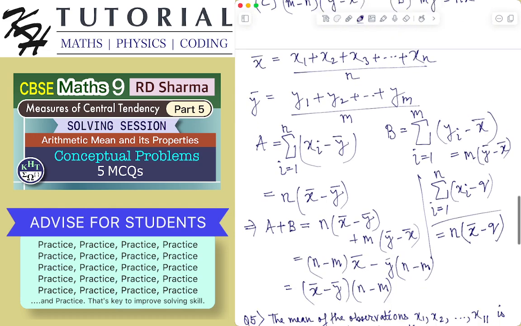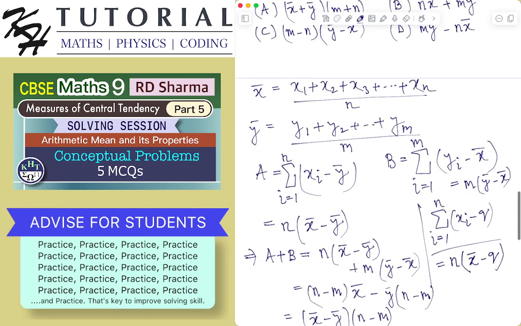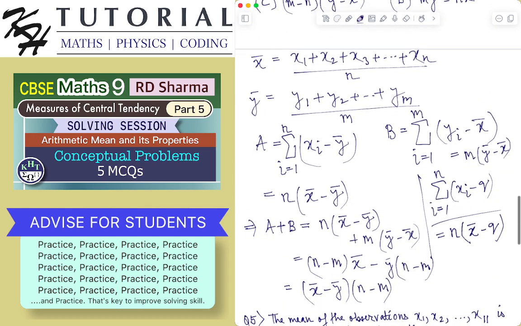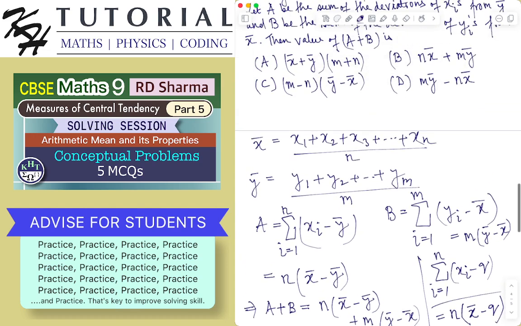Now in the choice C, our result can be rewritten as, I can take minus common from both the factors, and I will have y bar minus x bar multiplied by m minus n. So the correct choice is C. C is the correct choice.